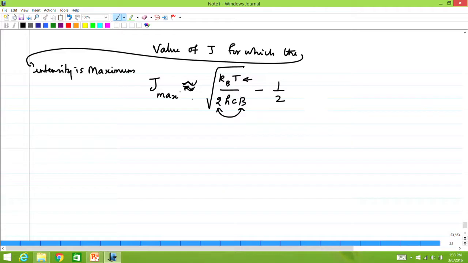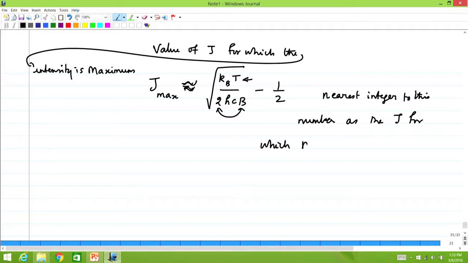Therefore, whatever is the integer nearest to this number, this will not be an integer because the square root factor will not give you a round integer value or half integer value for you to substitute. Therefore, take the nearest integer to this number as the J for which the population is, for which the intensity is maximum.